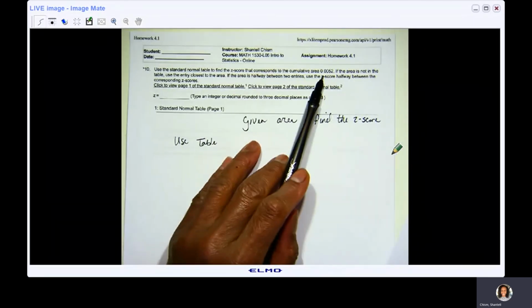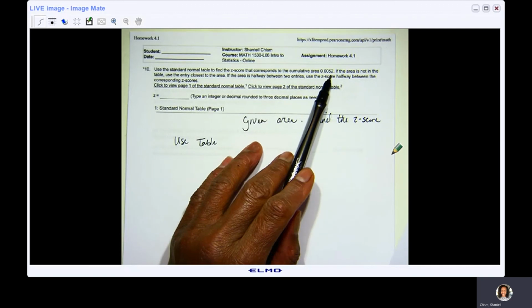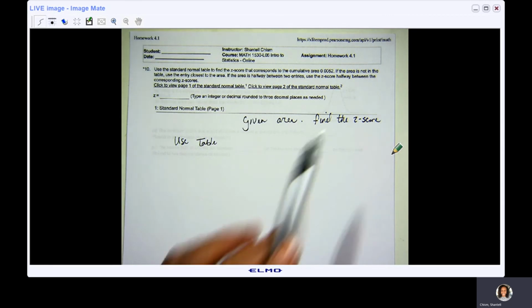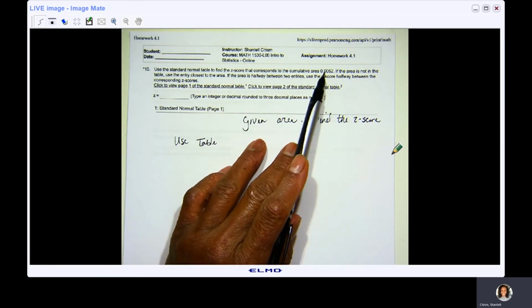Now our area that we're given is really small, 0.0052. Because it's so small, we're looking for a negative z-score. If your area is less than 0.5, then the z-score that corresponds to it is going to be negative. If it's greater than 0.5, then it's going to be a positive z-score. So we're going to have a negative one here.